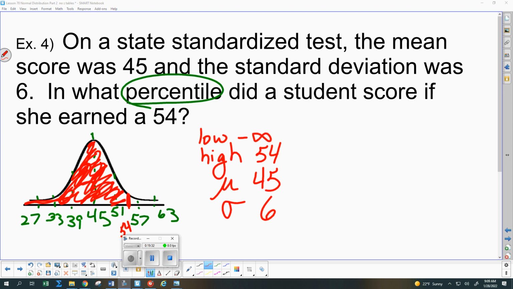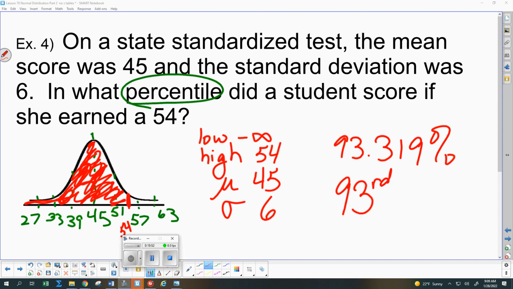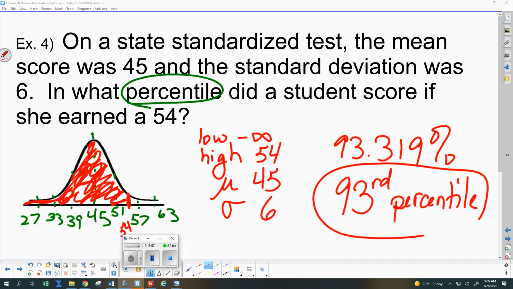Okay, what did you get? So she scored higher than 93.319%, but percentile usually just uses integers. And so we would say in the 93rd percentile. I would like to see the decimal so I know what your calculator showed and see the percentile answer on these. So what do you guys think? Pretty easy once you know that on the calculator? All right, good job today.